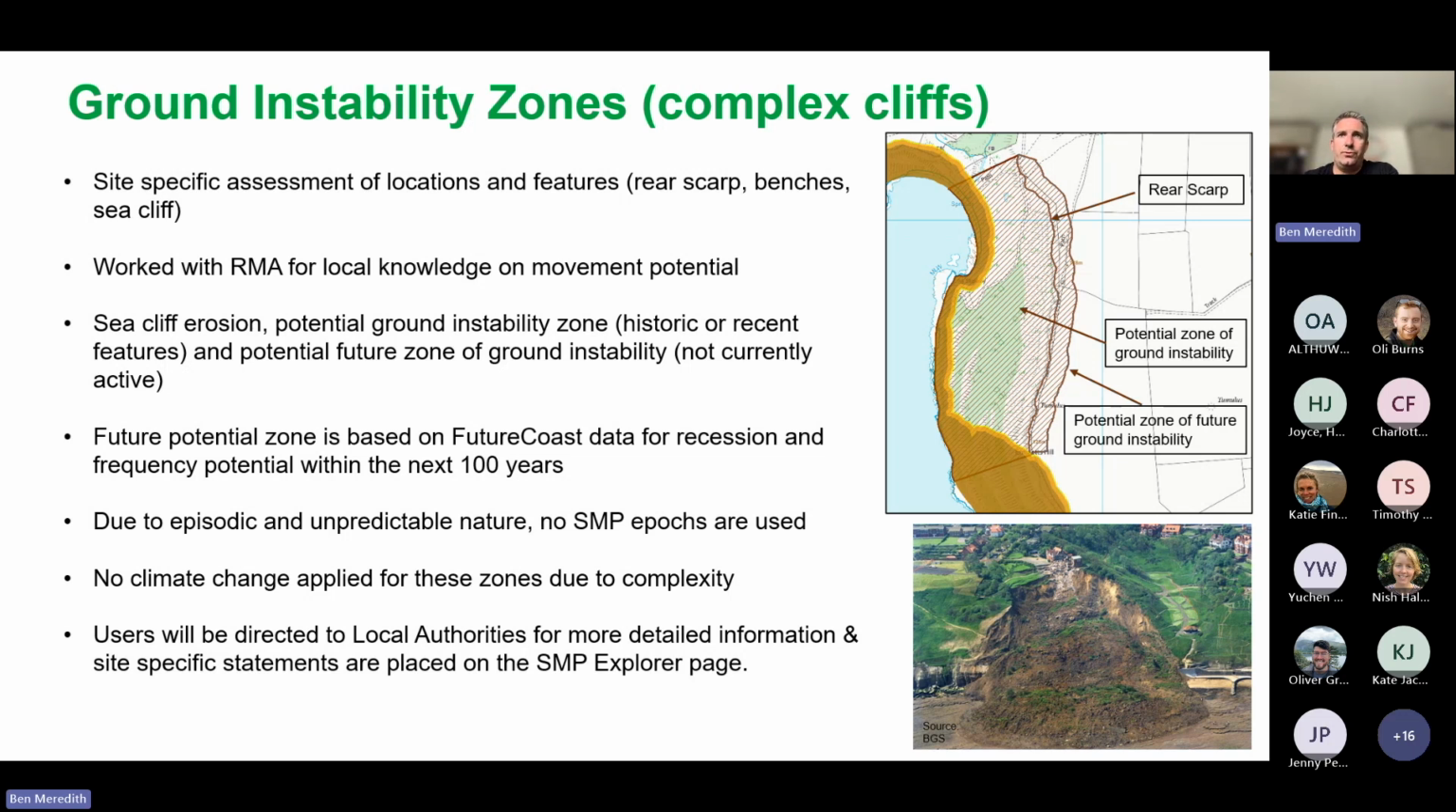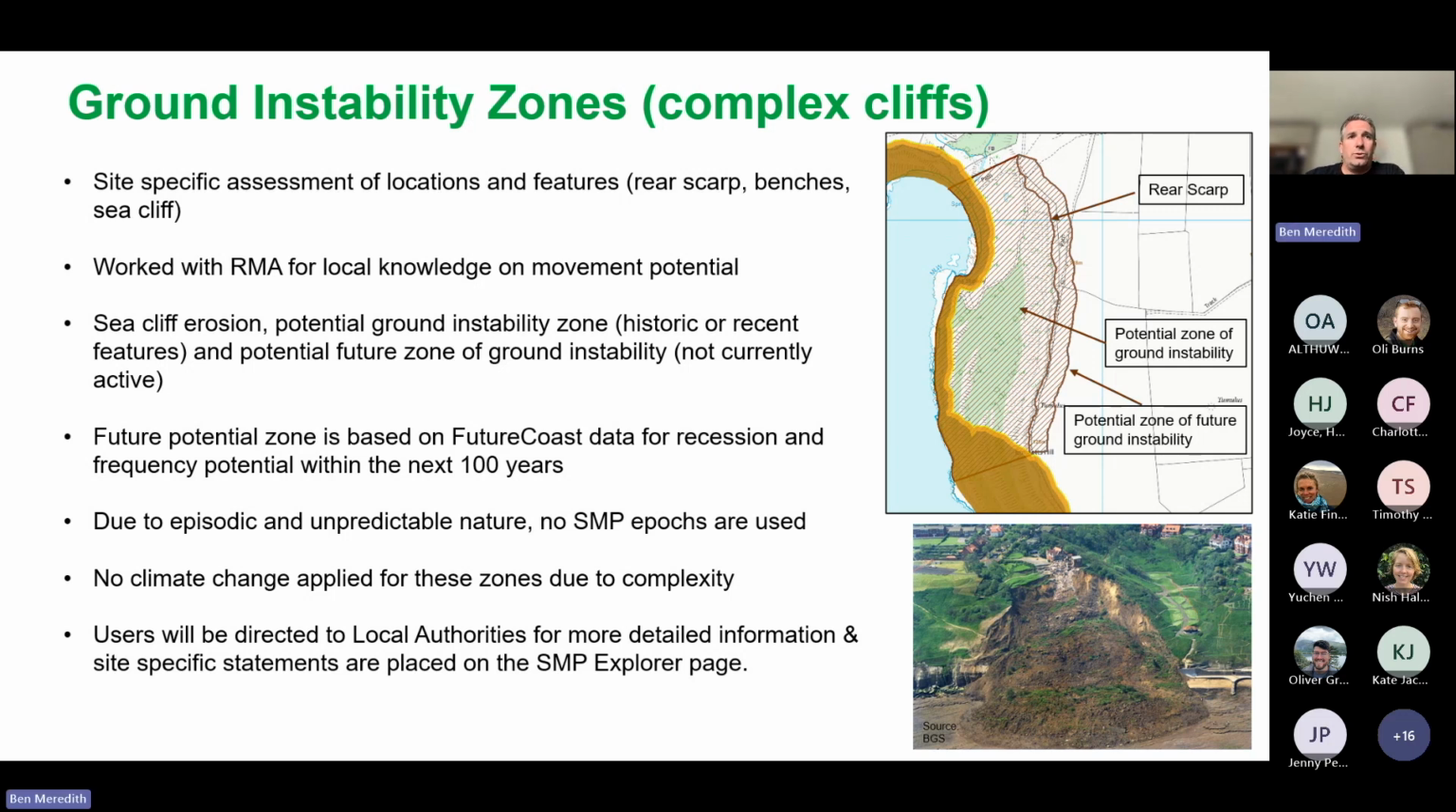And that potential future zone is based on future coast data for recession and frequency potential within the next 100 years. Because complex landslides are so unpredictable and their episodes can span years or centuries, we have not tied these zones to the SMP epochs, which is why we've used a single risk envelope for that 100-year period. We've also not included climate change on the ground instability zones due to how complex the interaction of increased rainfall and groundwater are, and the lack of any method to apply that at a national scale.